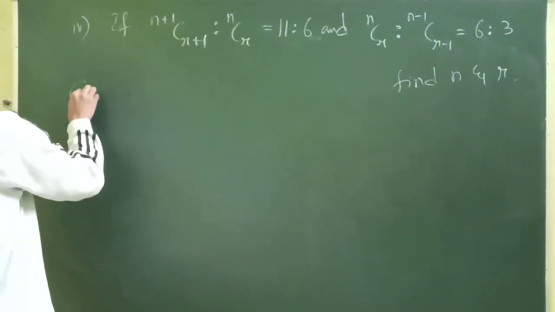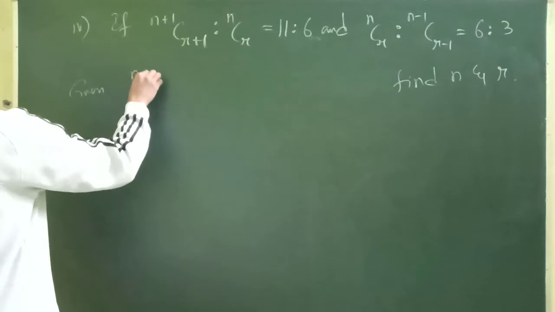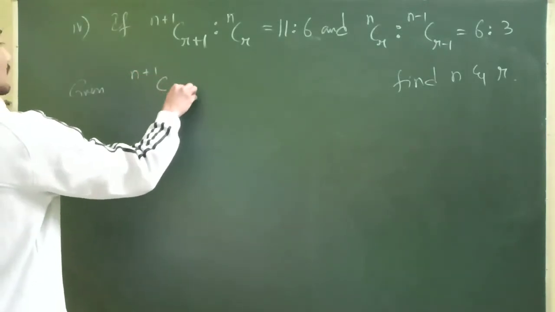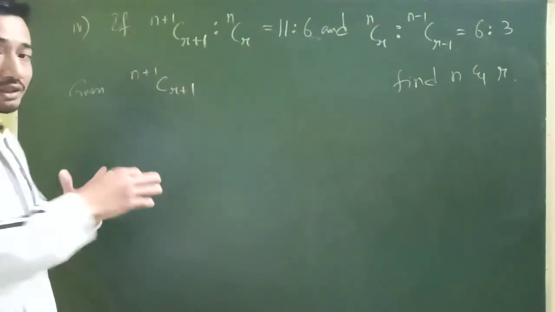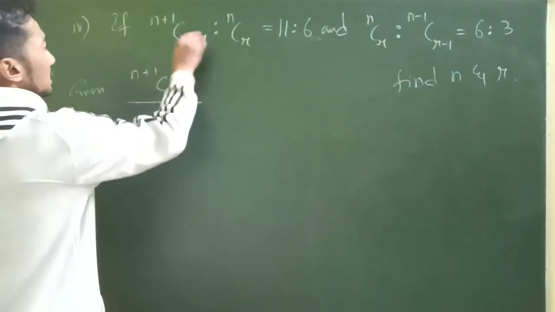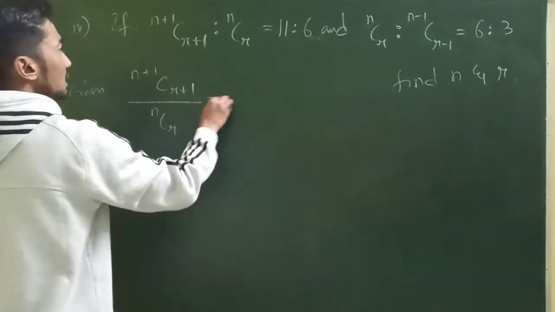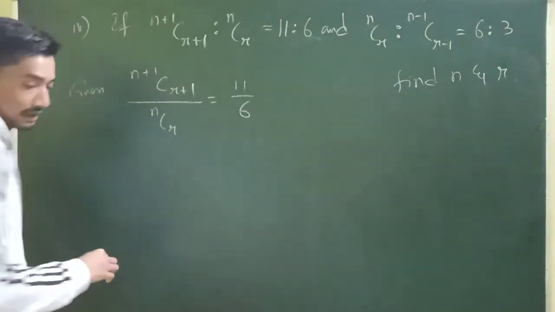Now let's make use of the condition. I'm going to write directly so as to save some time also. So this ratio is 11 by 6.